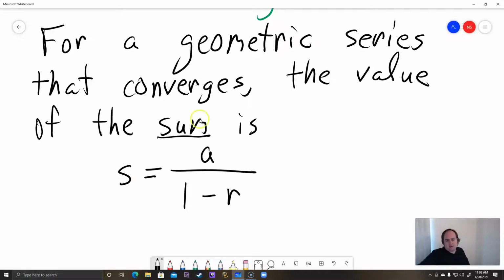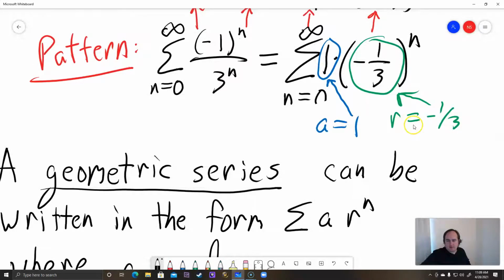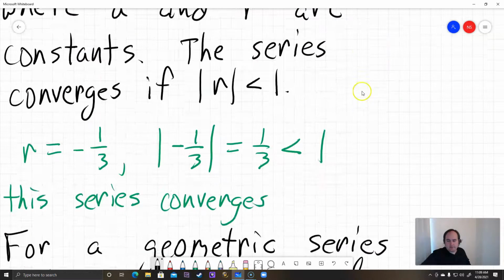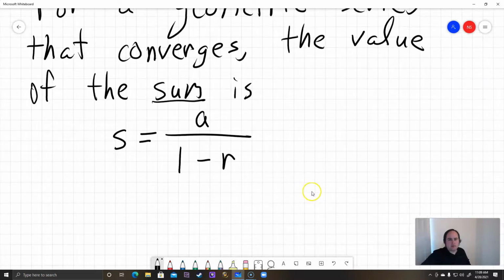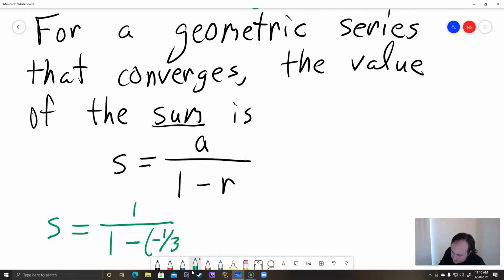All right, and that's just a nice little formula here, because all you have to do is figure out what A and R are, and then you plug them in. So in this problem, A is 1, R is negative 1/3, and we just need to plug those in. So S is going to equal A, which we said was 1, over 1 minus R. So that's going to be 1 minus negative 1/3. So that's going to be 1 over 1 plus 1/3, because the minuses cancel.